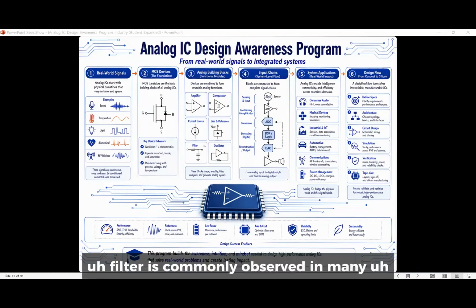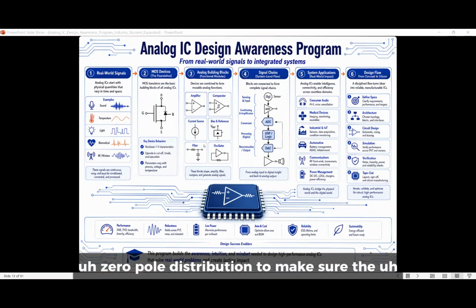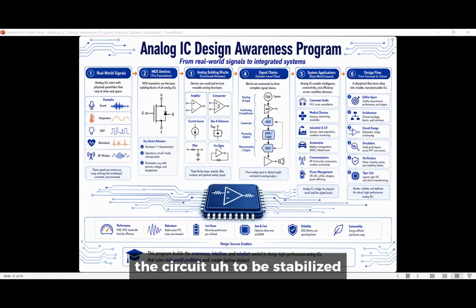Filters are commonly observed in many analog circuits, like a PLL, right? The filter actually creates a zero-pole distribution to make sure the circuit is stabilized.